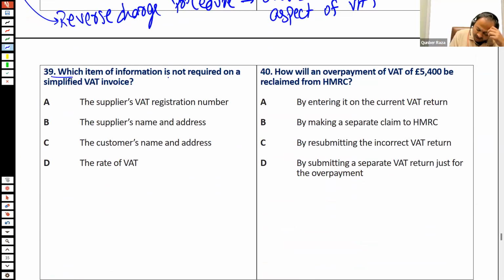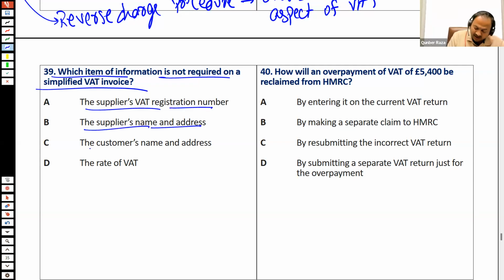Which item of information is not required as part of a simplified VAT invoice? The supplier VAT registration number, supplier name and address, customer name and address, rate of VAT. Rate of VAT is mandatory. This is what I can confirm. From option A, B, C, what's your view?